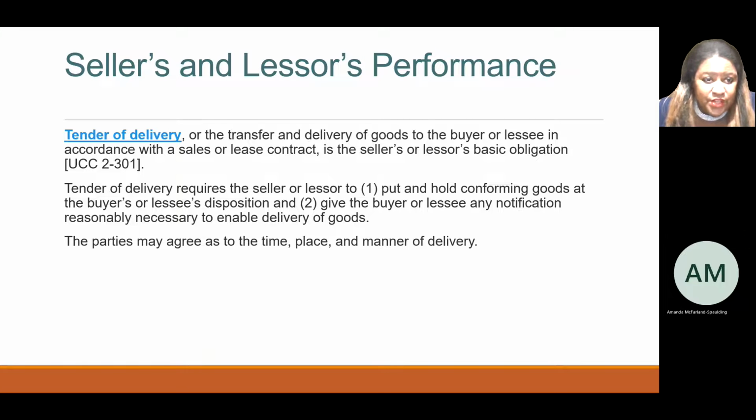A seller of goods must transfer or deliver the goods to the buyer in accordance with the sale contract. This is the basic obligation of a seller, to tender delivery. Tender of delivery requires the seller to put and hold conforming goods at the buyer's disposition and give the buyer any notification reasonably necessary to enable delivery of goods. The parties may agree as to the time, place, and manner of delivery. So any questions about how you would tender performance, Amanda?